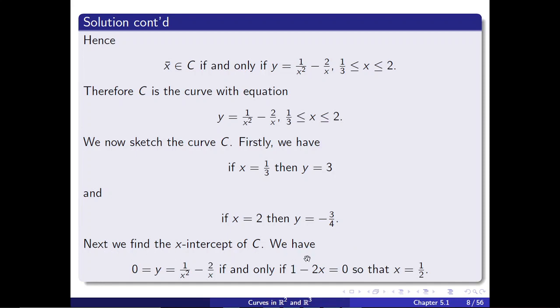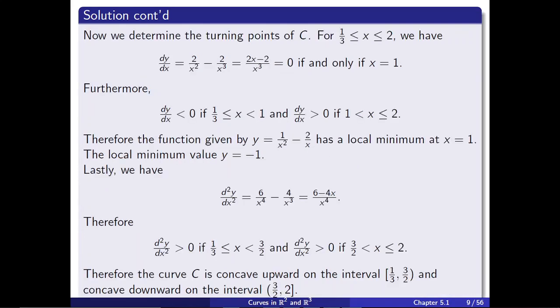The next thing is we find out what the x-intercept of C is. So how do we do that? We just suppose y is equal to 0, and then we find the x value to be a half, so that's the x-intercept, right? The next part is to find the turning points of C. So how do we do that?